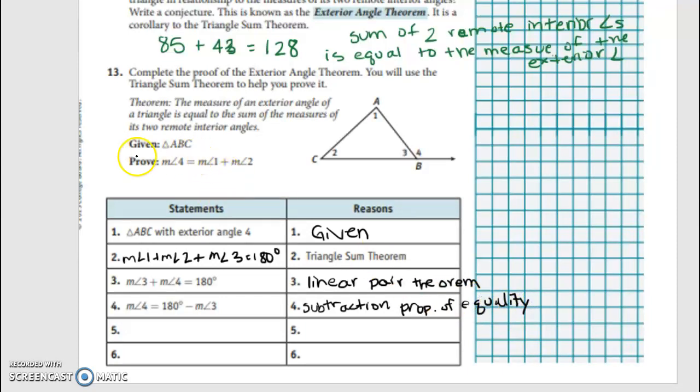Okay, so for this proof, we want to end up at the measure of angle 4 is equal to the measure of angle 1 plus the measure of angle 2. So up here, we already said that 1 plus 2 plus 3 equals 180 degrees. And right here in our equation, we have the measure of angle 4 is equal to 180 degrees, which we said is all three of these angles added together. Since I'm going to run out of room, I'm just going to go angle 1 plus angle 2 plus angle 3 and leave out the m's, and then minus the measure of angle 3. And how are we able to do that? Because of substitution.